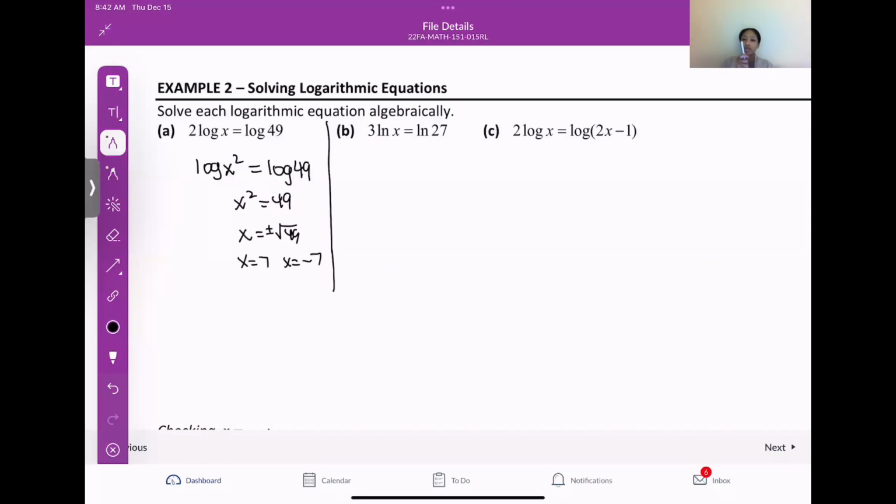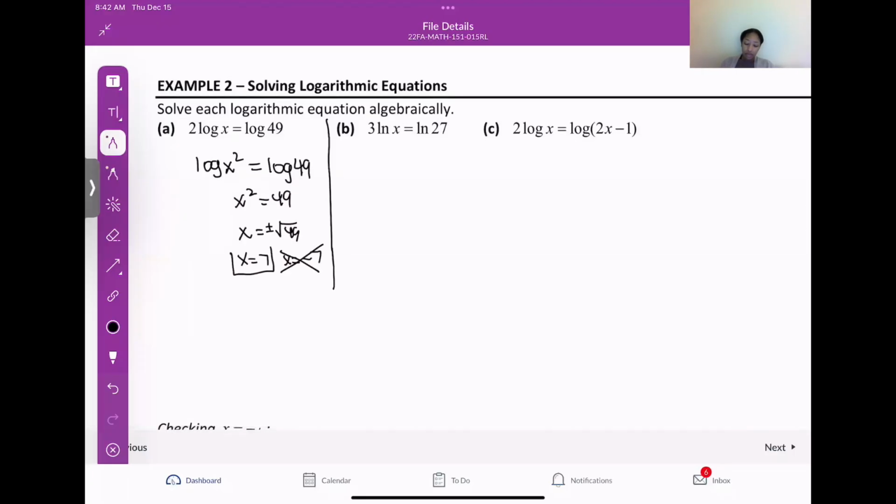But do both of these work? No. If we try to plug in negative 7, we get log of a negative number. This can't work because we can't take log of a negative number. So x equals 7 is our only solution. Again, please make sure you check when you end up solving a quadratic equation, make sure you check both solutions to see if you can actually plug them back into the original equation.